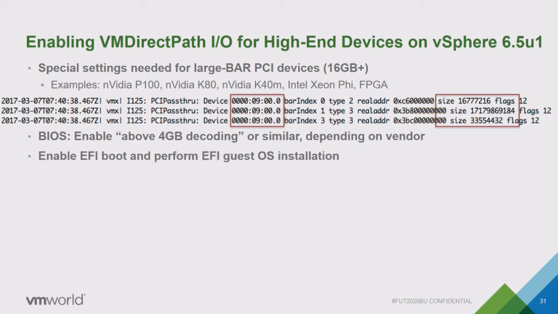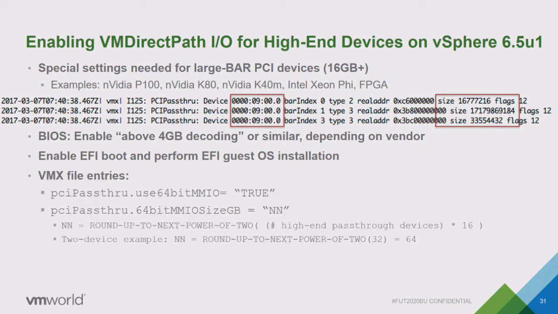You need to use an EFI VM, and your guest OS installation needs to be an EFI installation of the guest. This is so that you can get access to the 64-bit MMIO, which I'm going to talk about right now. In order to use these large BARs, you need 64-bit MMIO, memory mapped I/O, turned on. So you turn it on with the first line, and then you need to set the region size for that with the second line.